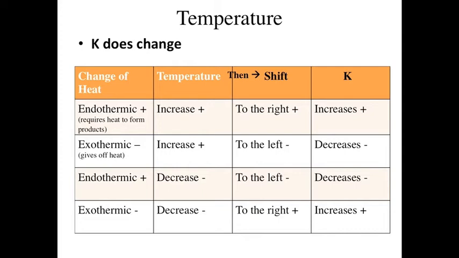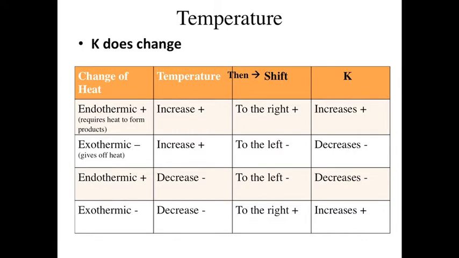And K is the concentration of products over reactants. So bigger product concentration would increase K. Now, if a reaction gives off heat or is exothermic while forming product, then increasing the temperature will favor reactants and equilibrium will be shifted to the left and K will decrease.